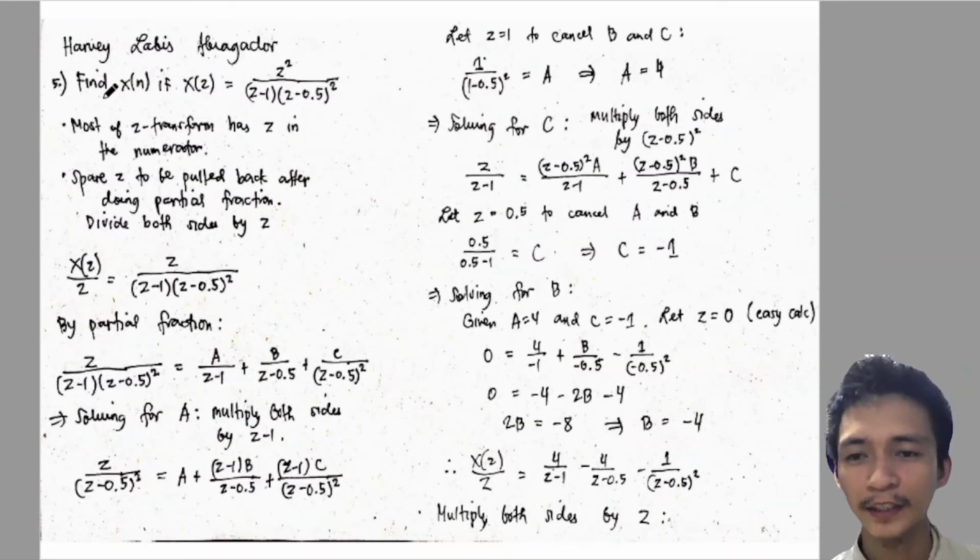And lastly, for number 5, find x of n if X of z is equal to z squared over (z minus 1) times (z minus 0.5) squared.